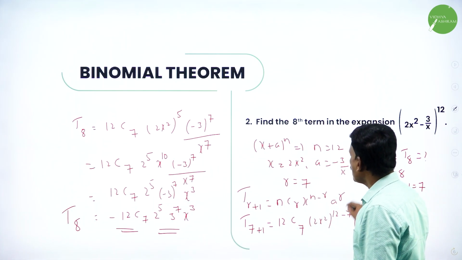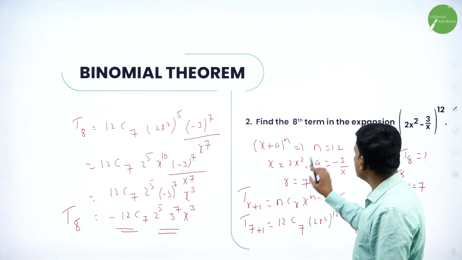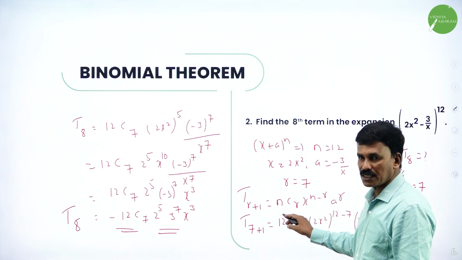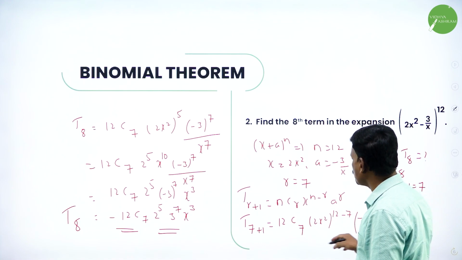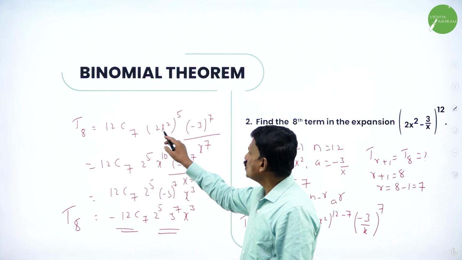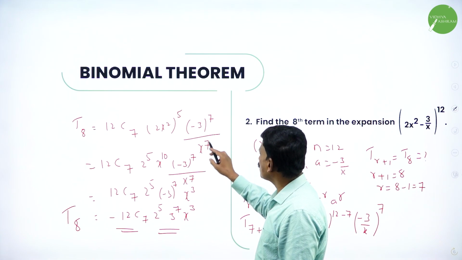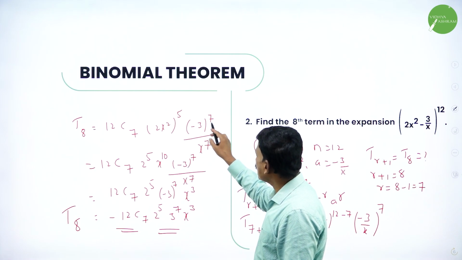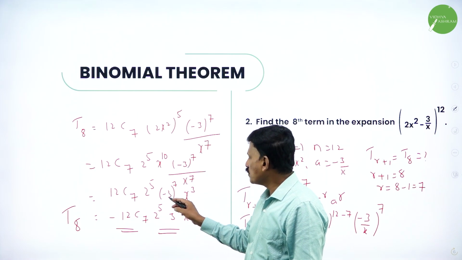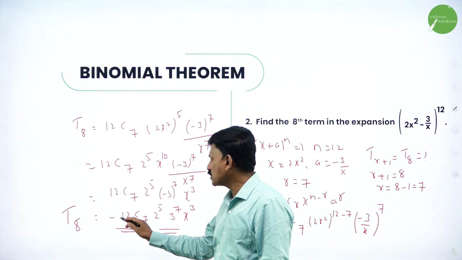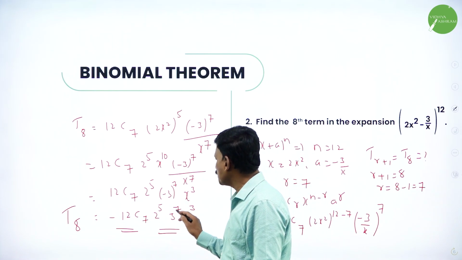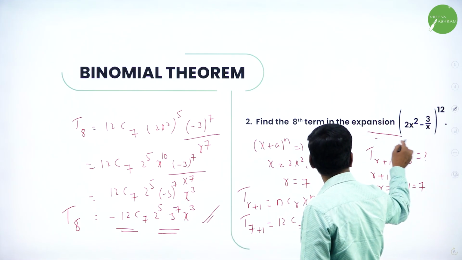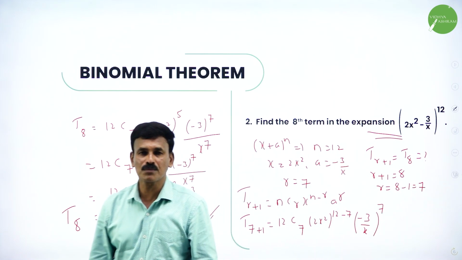Very simple. So put r is equal to 7, n is equal to 12 and x is equal to 2x square and a is equal to minus 3 by x in the nth term nCr x to the power of n minus r a raised to r. Then you are going to get 12C7 (2x square) whole raised to 5 (minus 3) to the power of 7 divided by x to the power of 7. So this is 2 raised to 5 into x to the power of 2 fives are 10, (minus 3) power 7 divided by x power 7. So if you multiply minus 3 seven times, you will get a negative term itself. Minus 12C7 2 to the power of 5 3 to the power of 7 into x cube is the eighth term in the expansion of (2x square minus 3 by x) whole to the power of 12.